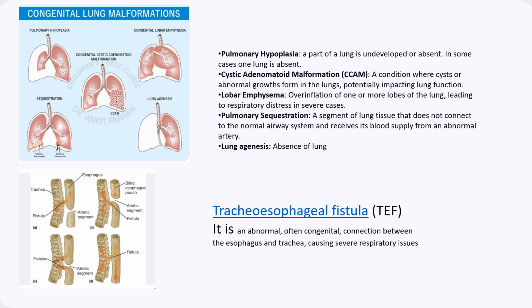Next one is the tracheoesophageal fistula, we can say TEF. It's an abnormal connection between the esophagus and trachea. It has many types. One type is the Hatch type, which is very common. So here both the trachea and the esophagus are getting connected.